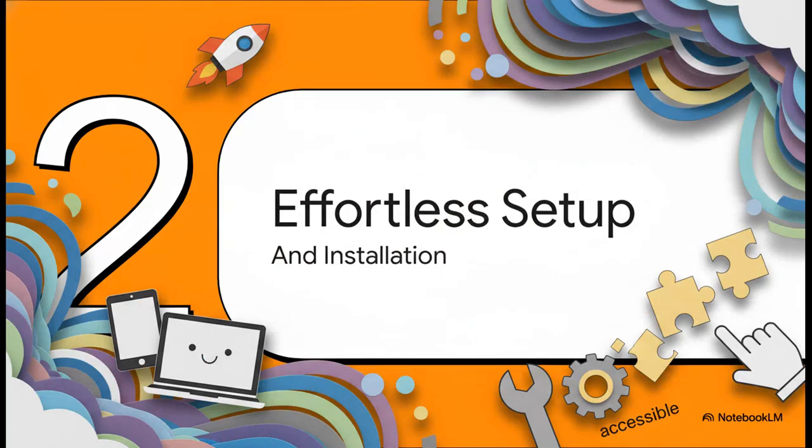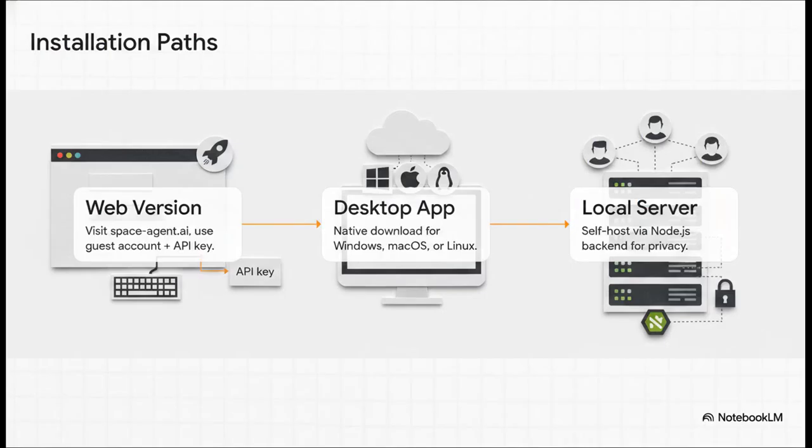Moving right along to Section 2, effortless setup and installation. You might be wondering how hard this is to get running. Well, getting started is literally effortless. You have 3 distinct paths to choose from. Path 1 is the web version. You just visit spaceagent.ai, click the Guest Account button, and plug in your API key from a provider like OpenRouter. No setup, just bring a modern browser like Chrome or Edge.